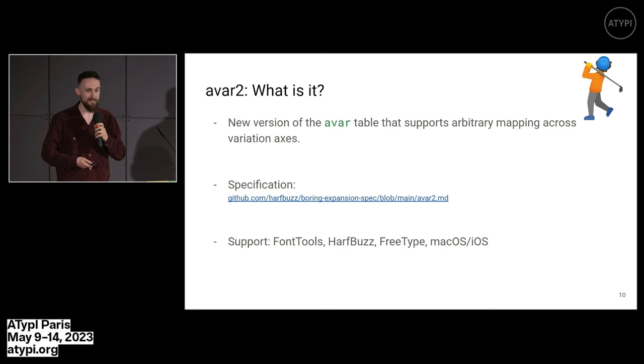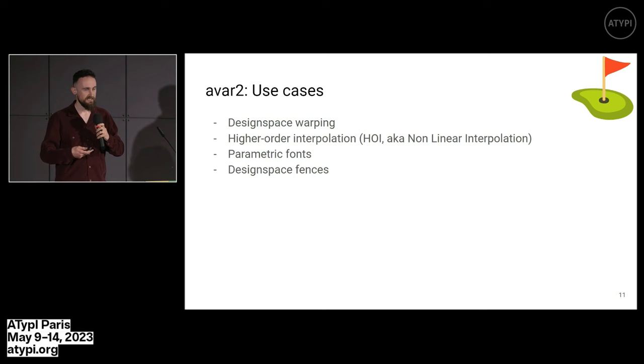And so the use cases for this design space axis mapping is to warp the space. This allows us to do the higher order interpolation, which Underware have been presenting. It allows us to slim down the parametric fonts, which Font Bureau have been developing. And it allows us to do what Font Bureau call fencing the design space, to add sort of edges to the space to make it safe so that you can't get to undesirable areas.